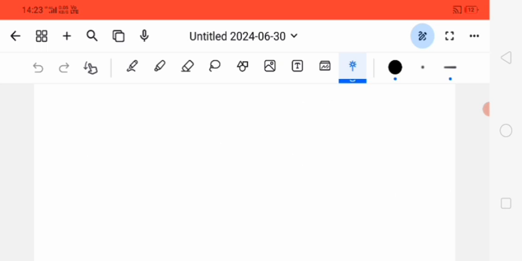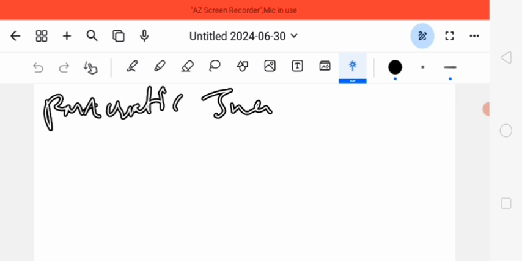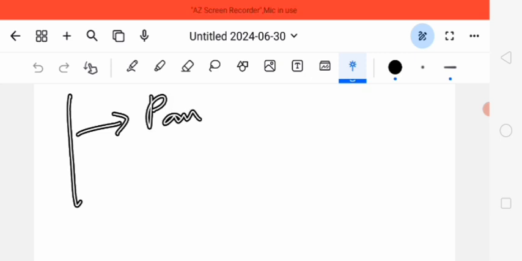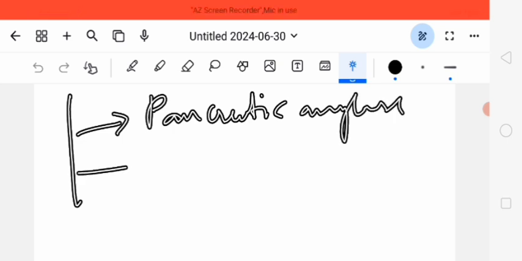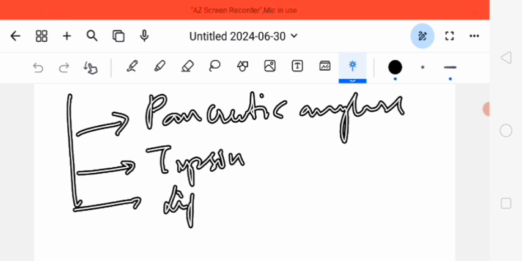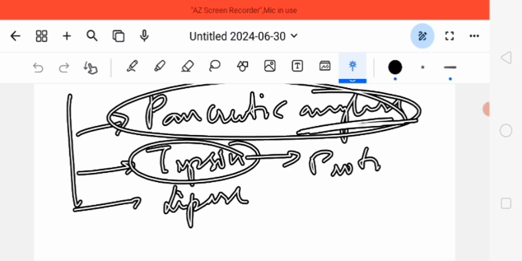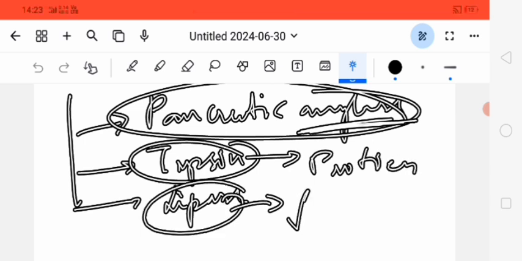Okay, this happens from the bile juice, and pancreatic juice has three major enzymes. The first one is pancreatic amylase, then trypsin, then lipase. Pancreatic amylase, the word amylase means it works on carbohydrate digestion. Trypsin works on protein and lipase works on fat digestion.